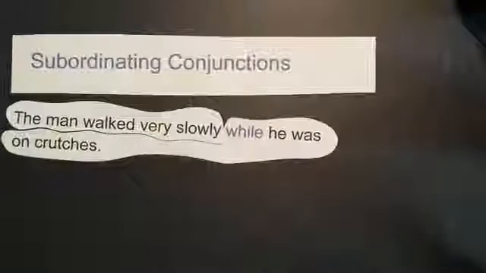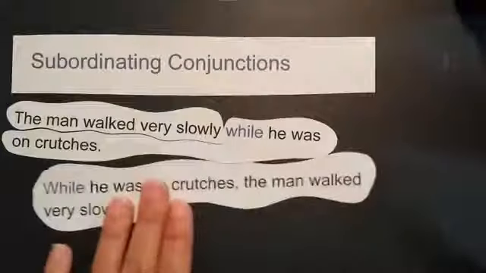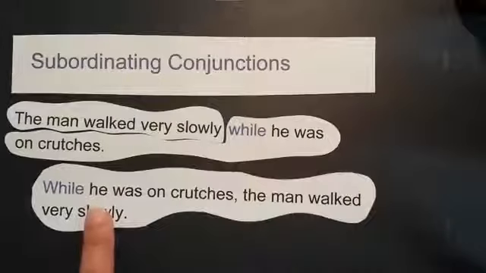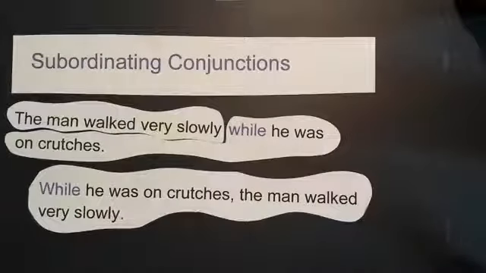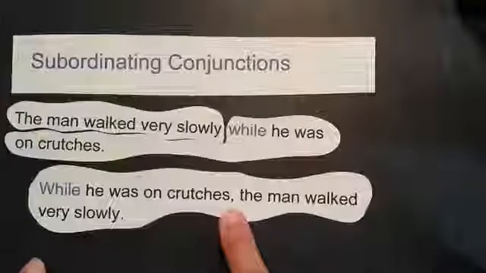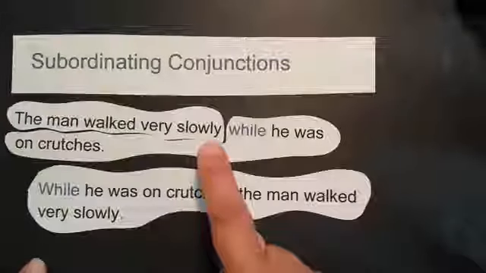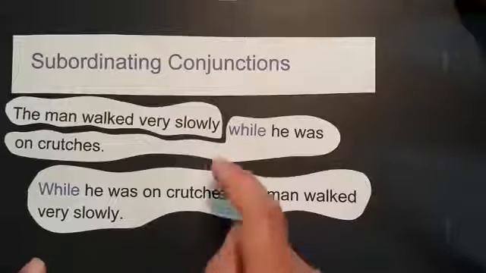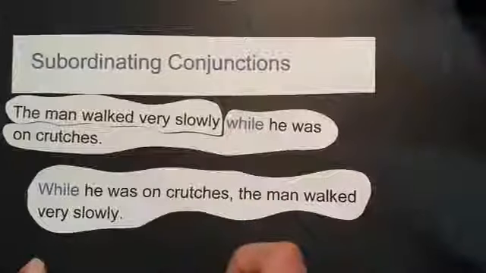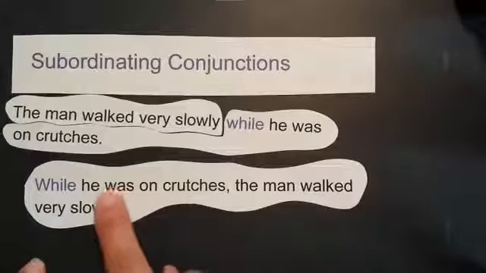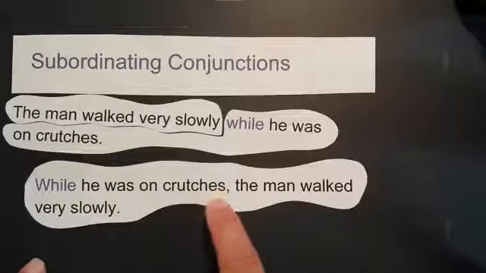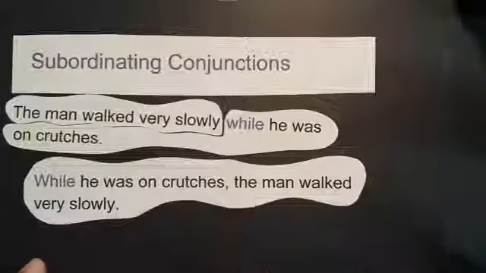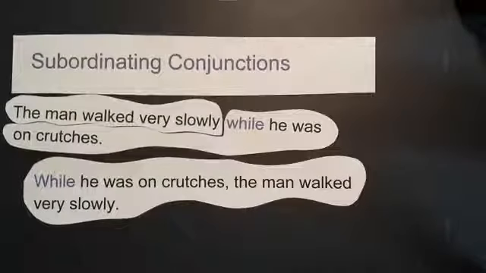You could also take the same sentence with the same subordinating conjunction and subordinate clause and write it the opposite way. While he was on crutches, the man walked very slowly. Notice the placement of the comma here. Now there's no comma in this part because when your independent clause comes first, you do not need a comma to separate the two clauses. But when your subordinate clause comes first, while he was on crutches, comma, then this is where you would add your comma to separate it from the independent clause. Okay?